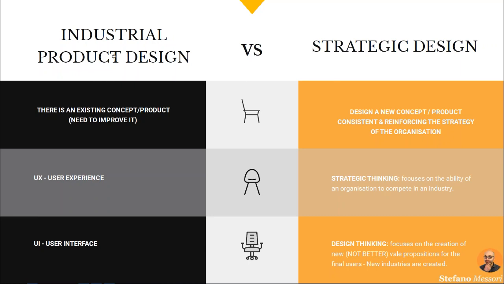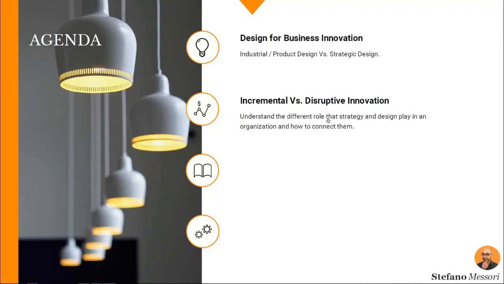In industrial design, we know exactly what the problem is. We just need to create a better product. When we talk about strategic design, we don't even know what the real product is. We spend time with the final user, observing the users and how we can help them solve a problem they are not really aware of.